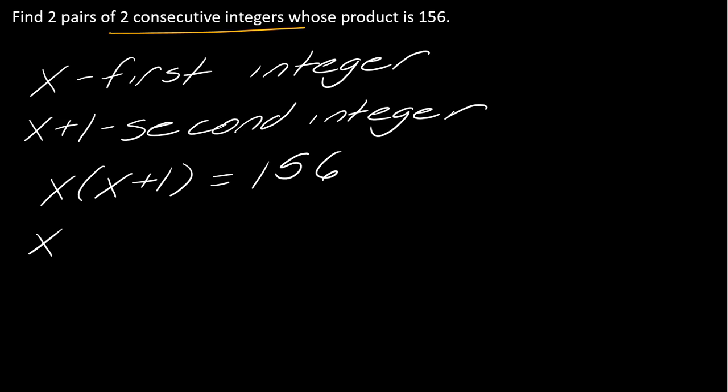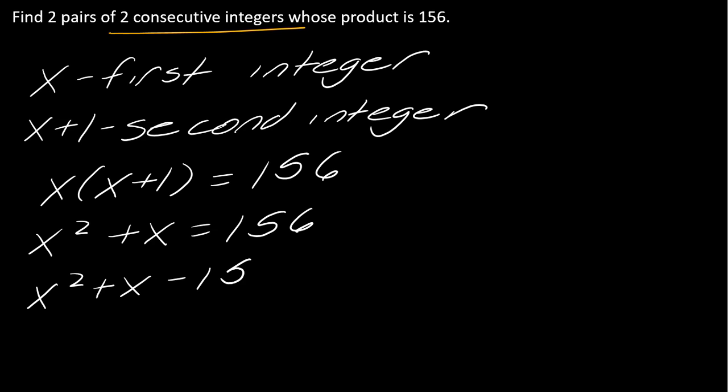And so now I have a little problem here. I can go ahead and distribute. So this becomes x squared plus x equals 156. And now I can see that this is definitely quadratic. A lot of times with quadratics, we like to have them equal to 0. So I can subtract off that 156. And now this just comes down to, can I factor this?